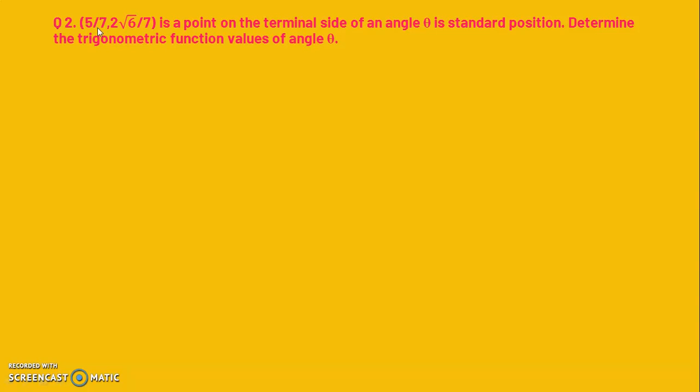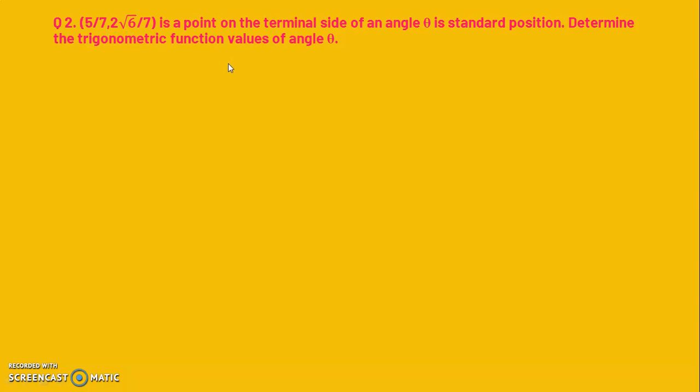So your first question is: 5 by 7 comma 2 root 6 by 7 is a point on the terminal side of an angle theta in standard position. Determine the trigonometric function values of angle theta. So the x and y values of the point P are 5 by 7 and 2 root 6 by 7.